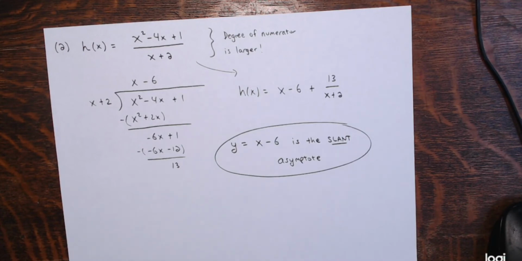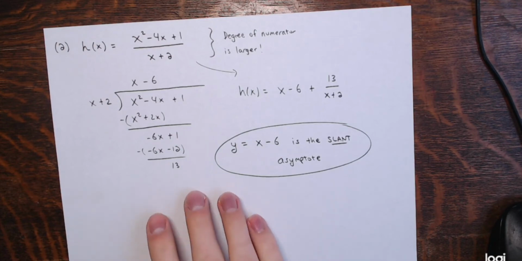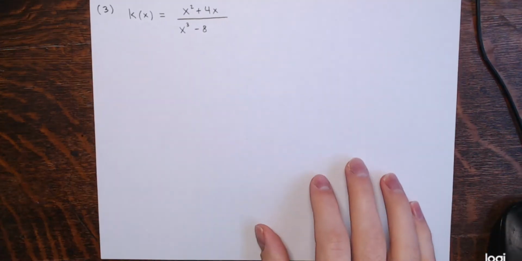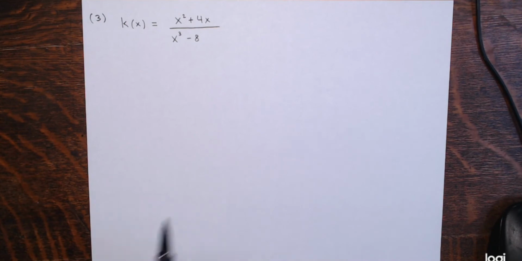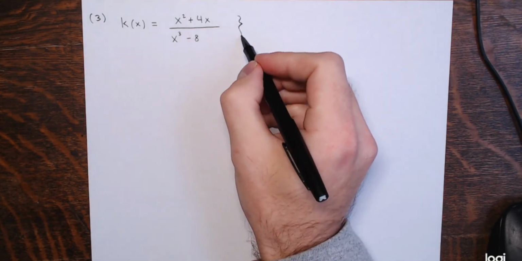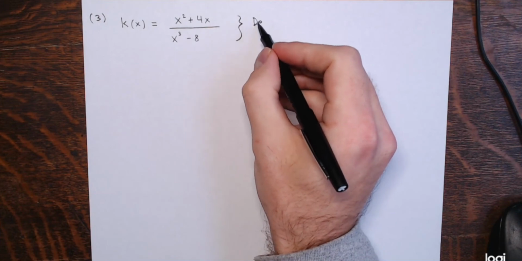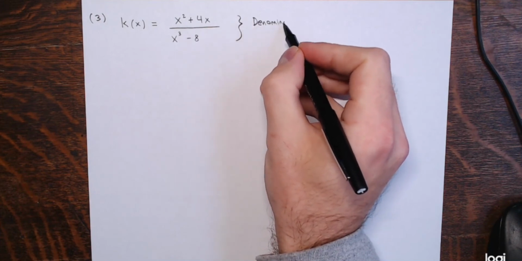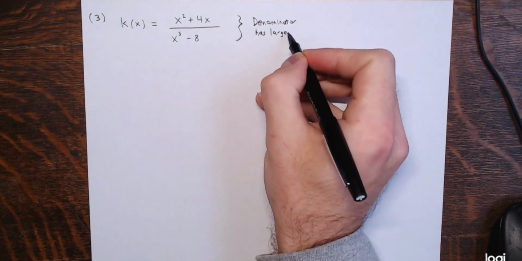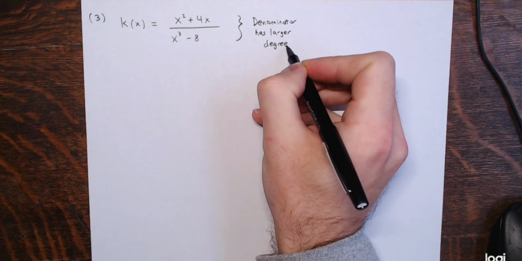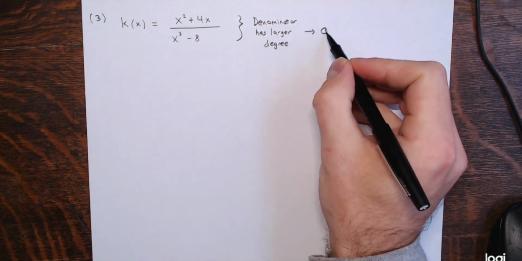And this is all we're doing for the examples in this video. So I've had an example where the numerator and denominator had the same degree. The denominator had a smaller degree, and now here's that first case where the denominator has the larger degree. Well, in that case, the quotient is 0.